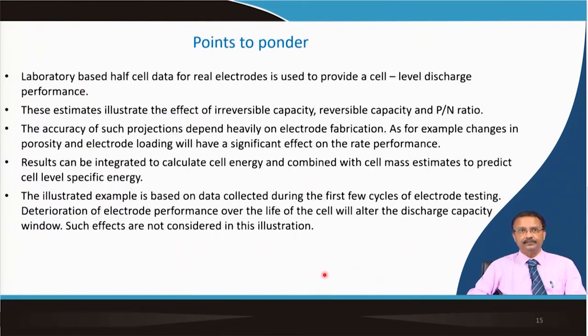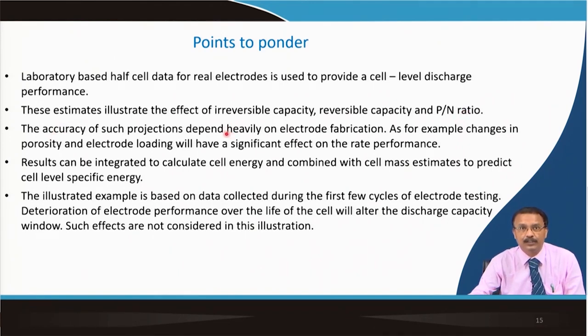of capacity. So, the point that you need to ponder about is that the laboratory based half cell data for real electrodes is used to provide a cell level discharge performance. So, you will have to do this if you are interested to make a full cell in various configurations, not only coin cell, but cylindrical or pouch or prismatic. And these estimates illustrate the effect of irreversible capacity, reversible capacity, and the positive and negative electrode mass ratio.